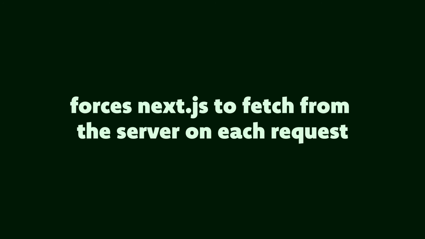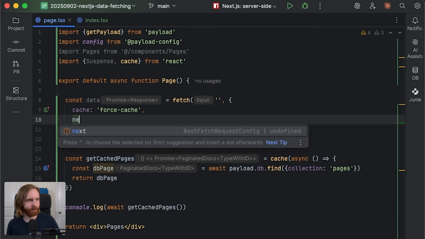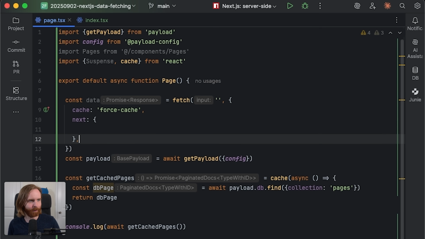We've already covered the default case, but you can set this to no store. And what this does is it forces Next.js to fetch from the server on each request. You can also set it to force cache, and this will check for a fresh cache match on every request. If there isn't a match for the cache or it's a stale cache, Next.js will hit the API again and store the fresh version with a new resource. There are some Next-specific options as well.